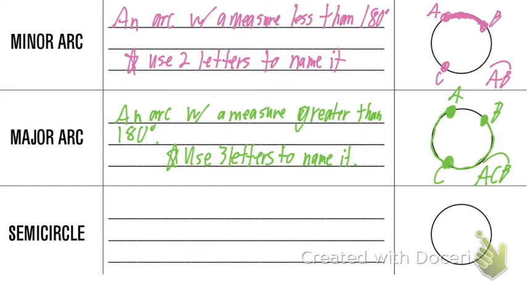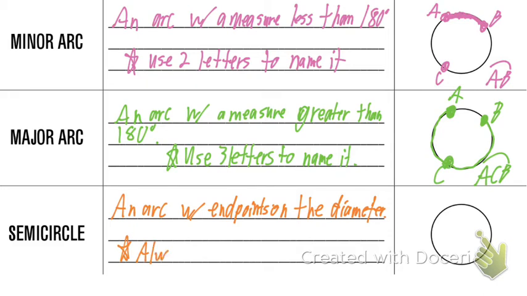Questions on those two? Okay. For now, our last definition before we get to some formulas is a semicircle. It's literally right below it on your packet. It's an arc with a measure of 180, with endpoints on the diameter. So it's always 180 degrees. It's half the circle.